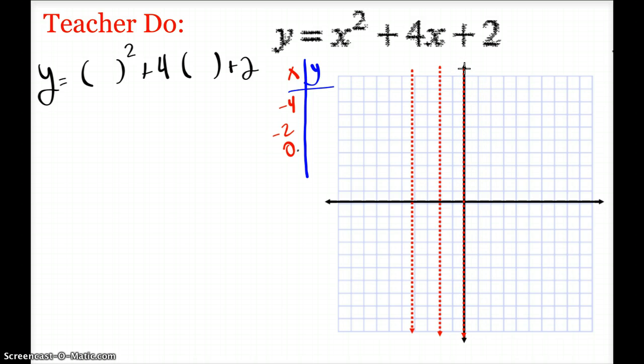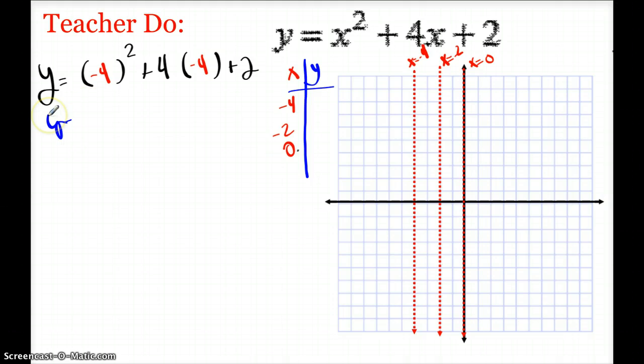These are the points in which we're going to graph our x values. These are all of our x values. So let me label them. We got x equals negative 4, x equals negative 2, x equals 0. We plug them in. Negative 4. We'll do this first.